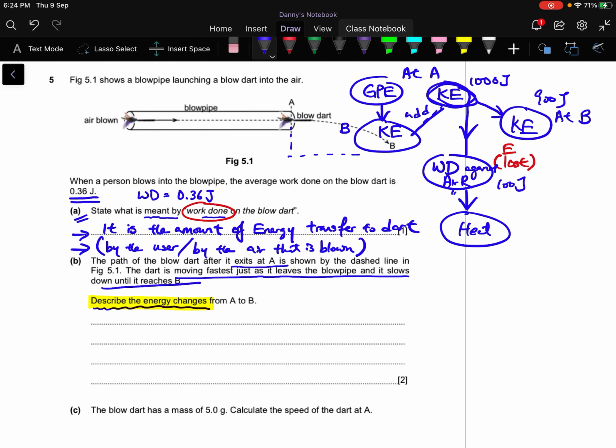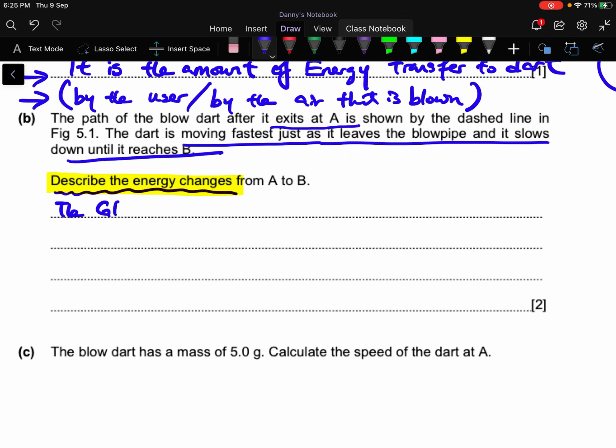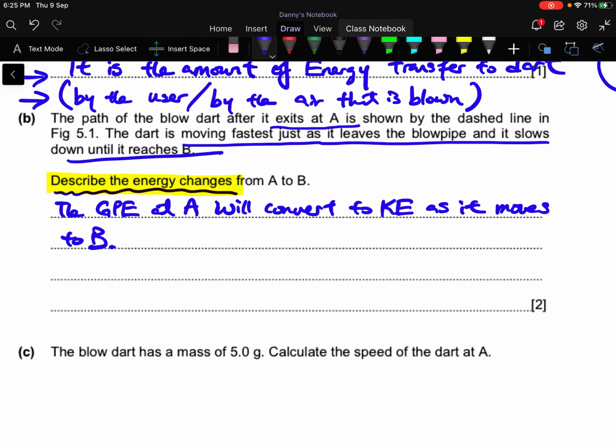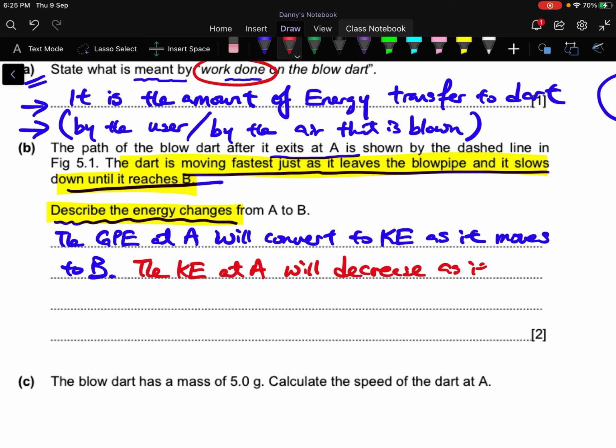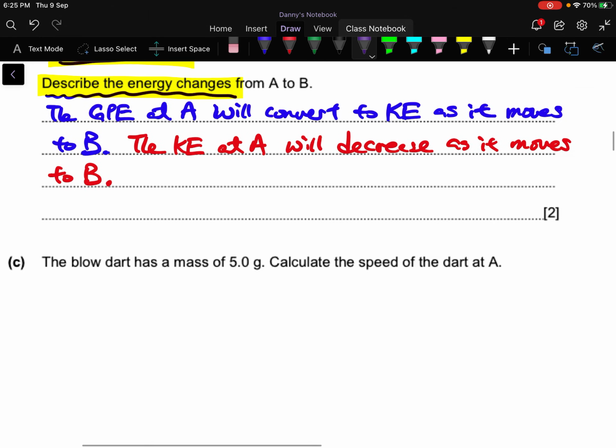So that's like that. So once I have this mind map, I'm going to start talking about all this. From A to B, what is the easiest to talk about? The easiest to talk about is this part, GPE and KE. So I will say, the GPE at A will convert to KE as it moves to B. Correct or not? So I know this one, the 1 mark, I confirm plus guarantee will get it. Then after that, I have to rephrase this part, that the dart is slowing down. So I will say the KE at A will decrease as it moves to B. Full stop. You see, I only use one sentence, one idea. I try to make it very clear.